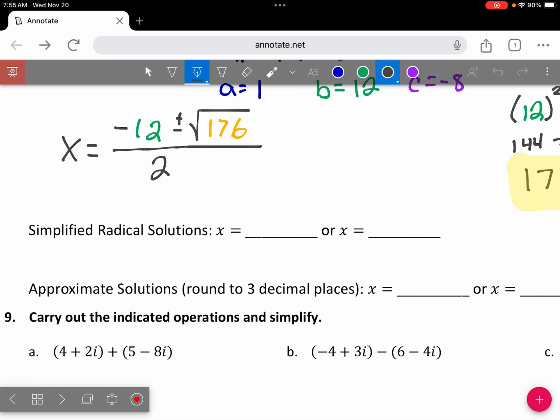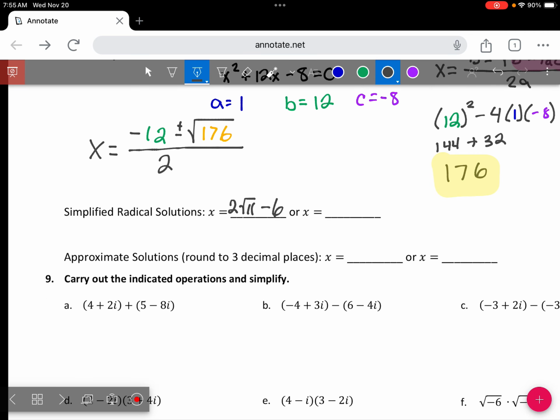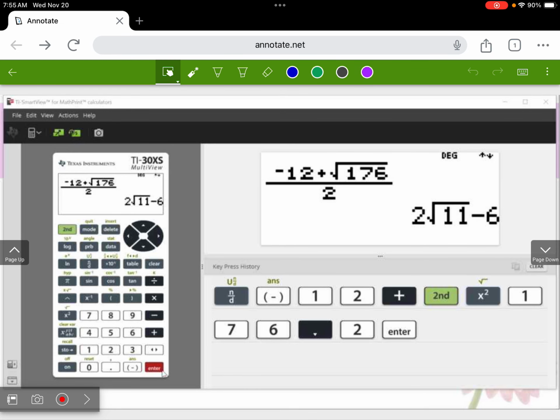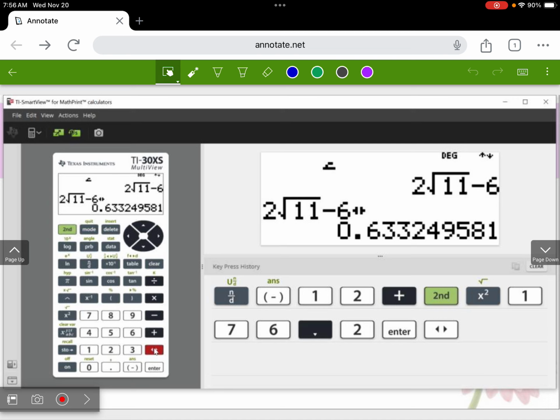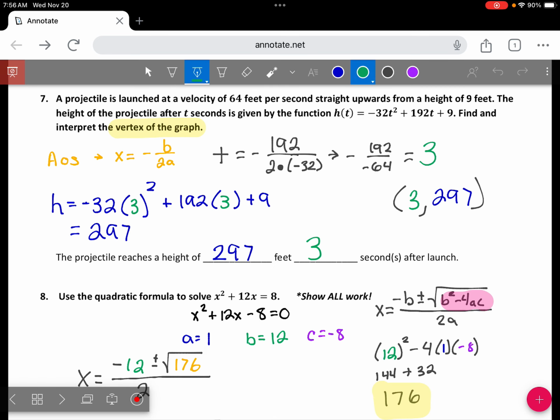2 square root of 11 minus 6. We are also asked to get our decimals to 3 places. We need it simplified, and it's simplified right there. And we need decimals anyway, so we have to use the calculator anyway, so might as well let the calculator do it. So this would be our decimal answer: 0.633.